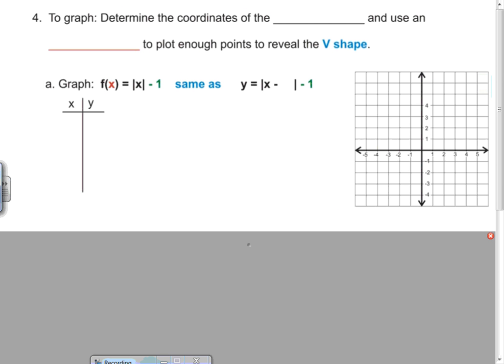Number 4, to graph, determine the coordinates of the vertex, parentheses, use your color here, red H, comma, green K, right? To graph, determine the coordinates of the vertex, H, K, and use an XY chart to plot enough points to reveal the V shape.